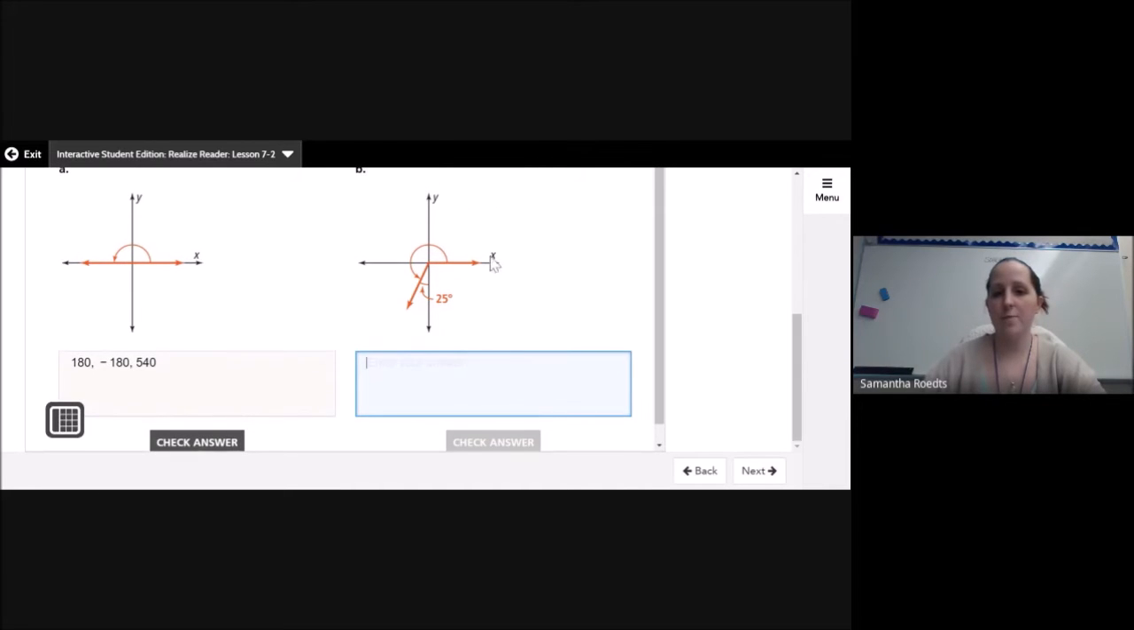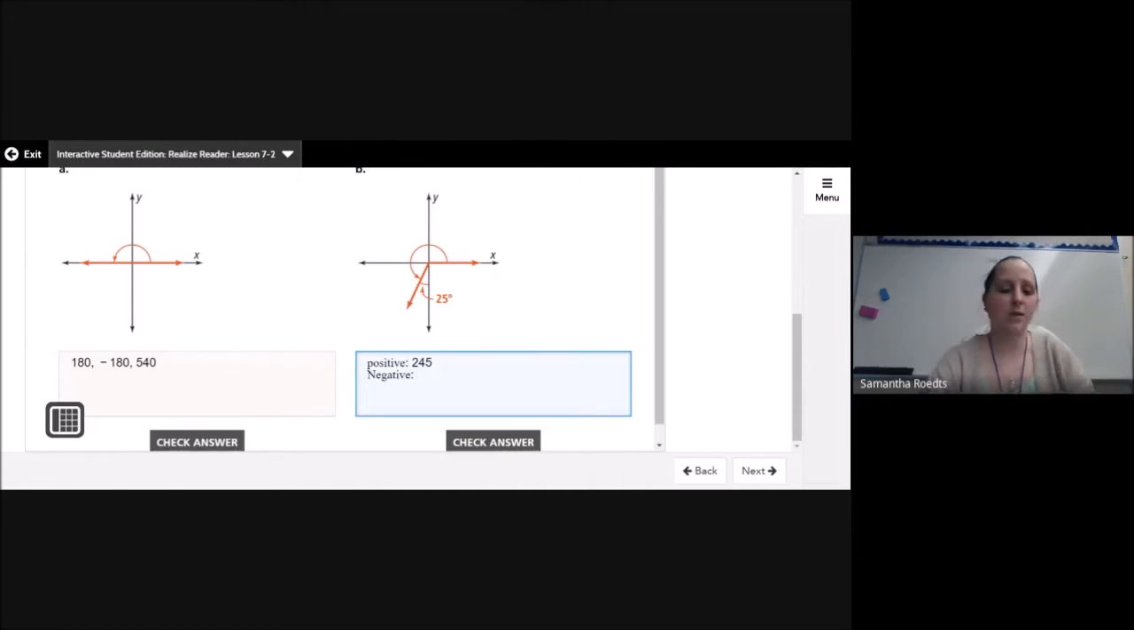Okay. So for B, I have from here to here. I know that going here is a straight line, and I know that 3/4 of the way around is 270, because these are each 90 degrees. So what I can do is take 270 minus 25, which gives me 245. So my positive is 245.